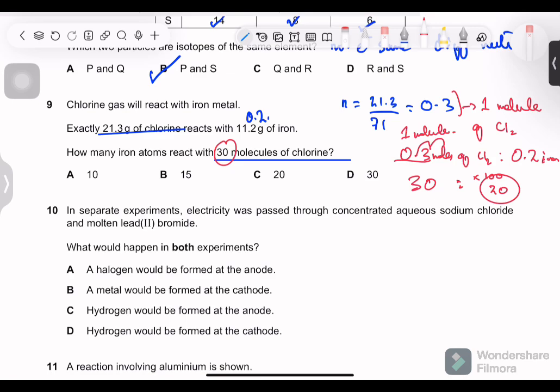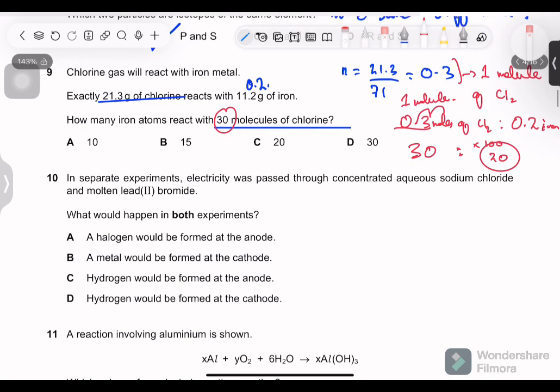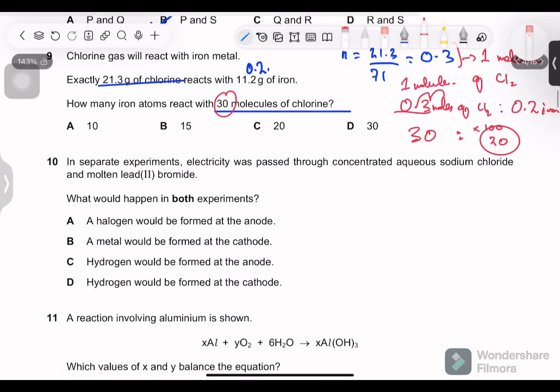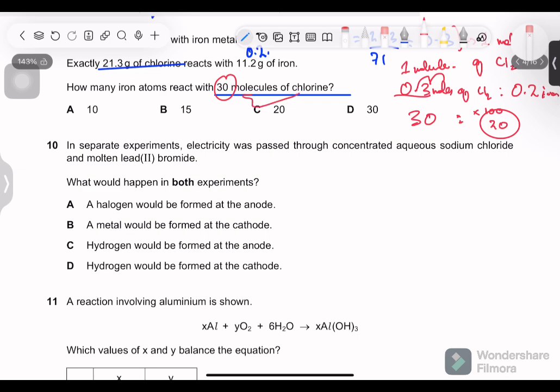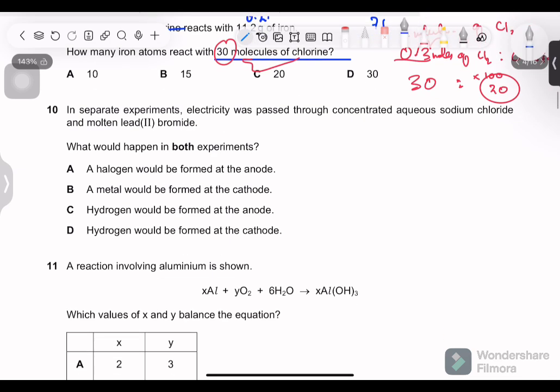So this, okay, so C is the correct answer. In separate experiments, electricity was passed through concentrated aqueous sodium chloride and molten lead 2 bromide. What would happen in both experiments? So electrolysis question. A halogen would be formed at the anode in both the cases. So why not? Why not?